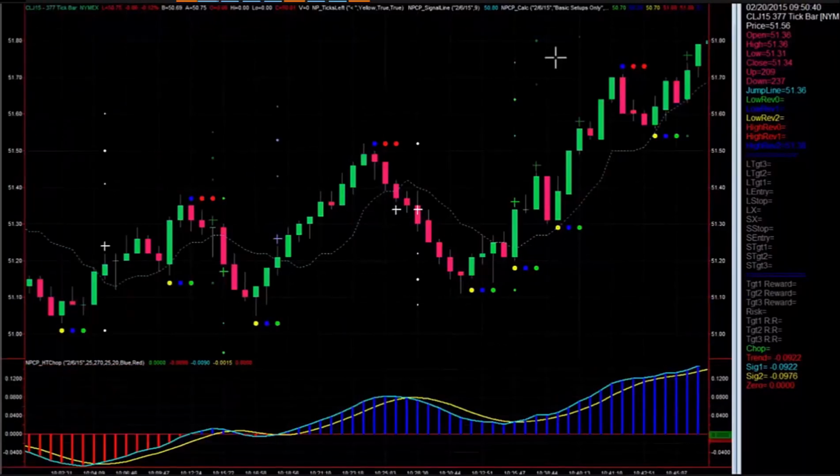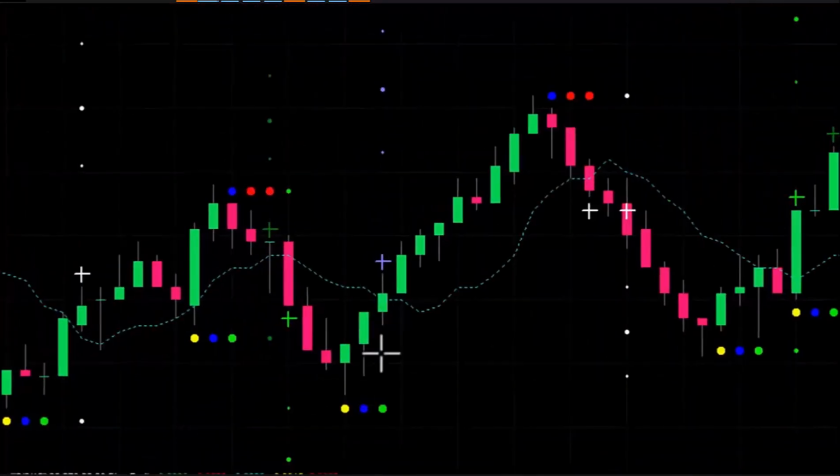All right, so first let's talk about entries. Remember I said that when you get a setup bar, you either have to have a green bar for a long trade. Let's just look at this one. On or after the third dot, right?